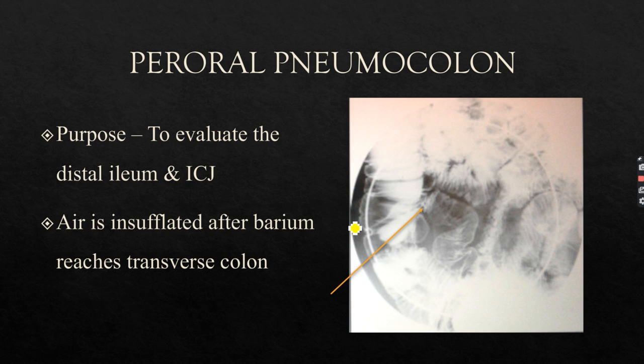Another important terminology is peroral pneumocolon. What is the purpose of this peroral pneumocolon? Peroral means through the oral cavity, and we are giving air, and that air is going up to the colonic area. So the purpose is to evaluate the distal ileum and ileocecal junction. Air is insufflated after barium reaches the transverse colon through the BD tube that is being used in enteroclysis. So this is another specialized investigation, the peroral pneumocolon, to better visualize or evaluate the distal ileum and ileocecal junction. Right?